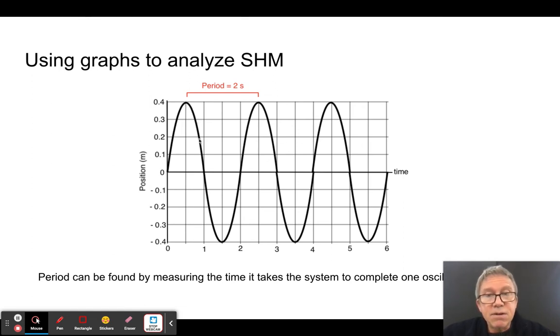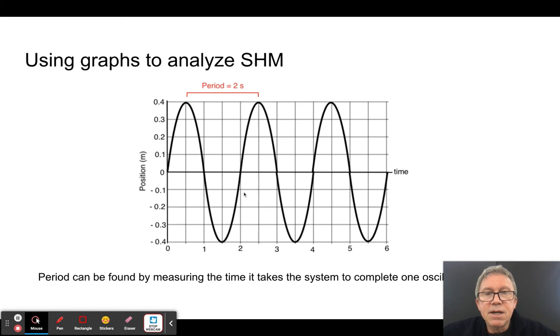Now it's going to accelerate. It's going to pass through equilibrium. It's going to go to the other side of equilibrium, slow down. And now here it is at its maximum displacement on the opposite side. And I'm at half an oscillation at this point. Now it's going to come back through the equilibrium point. And now it's going to complete that oscillation by returning to its original position of release.